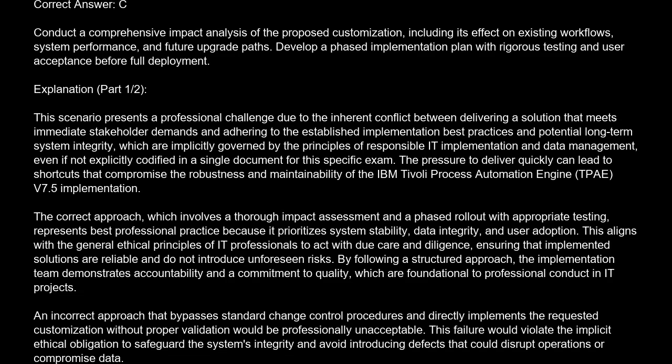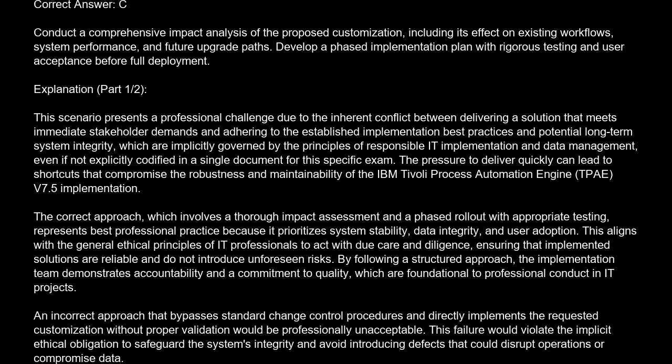The correct answer is C. Conduct a comprehensive impact analysis of the proposed customization, including its effect on existing workflows, system performance, and future upgrade paths. Develop a phased implementation plan with rigorous testing and user acceptance before full deployment.